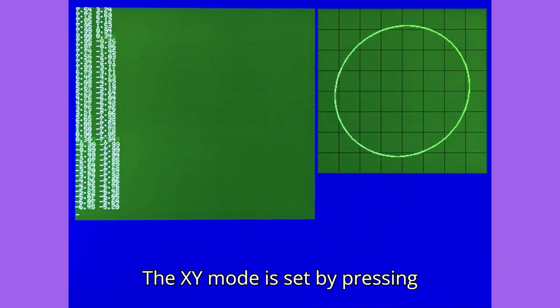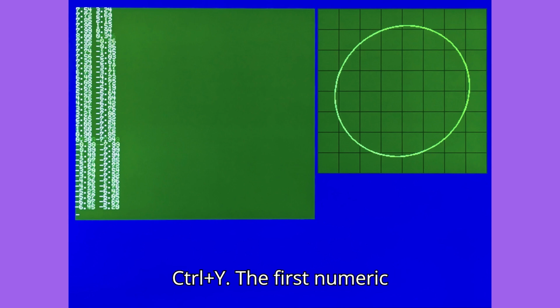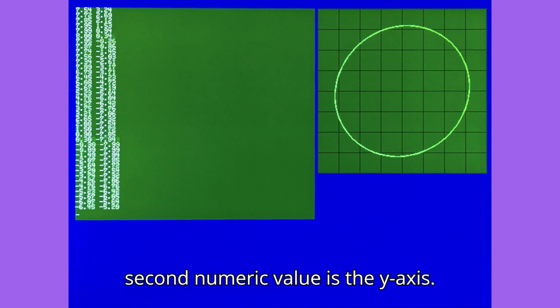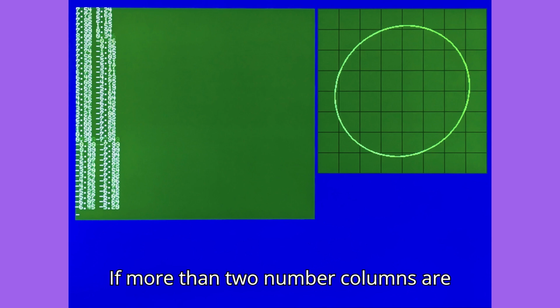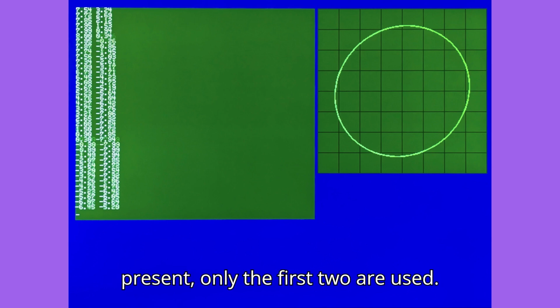The XY mode is set by pressing Control Y. The first numeric value is the x-axis and the second numeric value is the y-axis. If more than 2 number columns are present, only the first 2 are used.